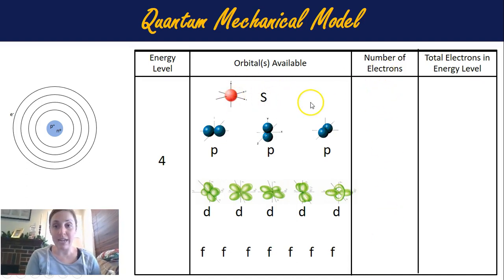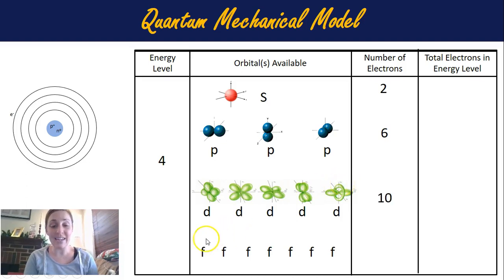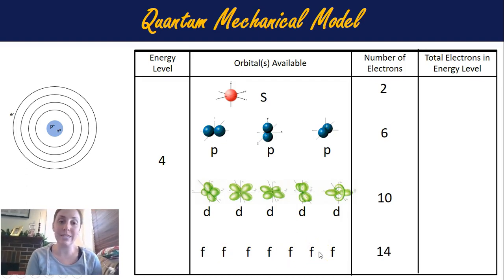There's only 1 orbital in s, so that's 2. There are 2, 4, 6 options in p, so I can put 2 electrons here, 2 here, 2 here. 2 electrons can go in each of these d shapes, so that's 10, and 2 for each of these f, so it's 2 times 7, which is 14. If you total up the number of electrons that can fit in the fourth energy level, it would be 2 plus 6 plus 10 plus 14, so that gives you 32 electrons.